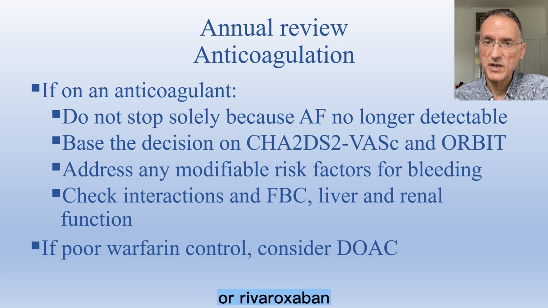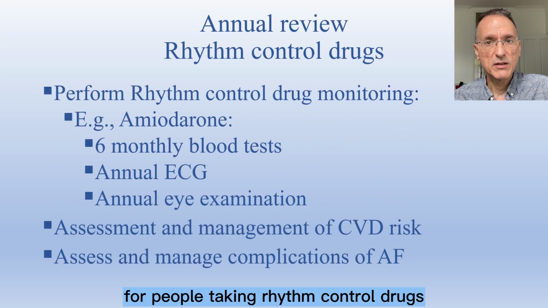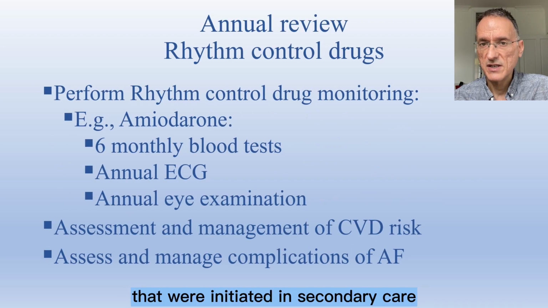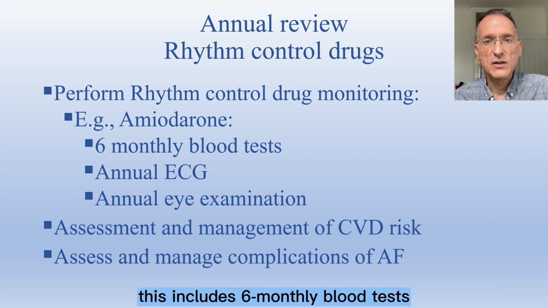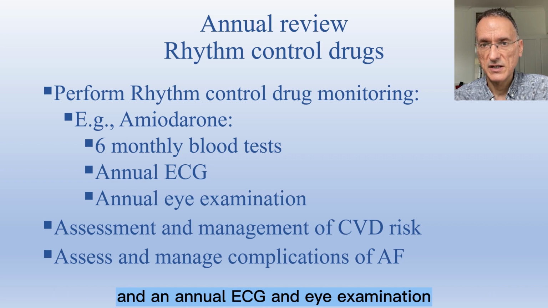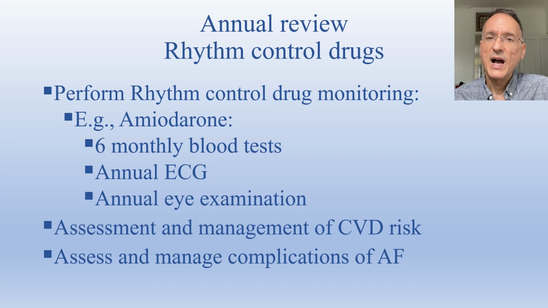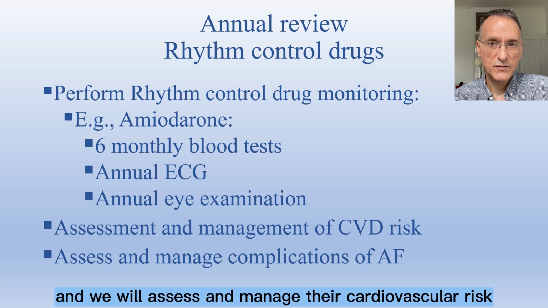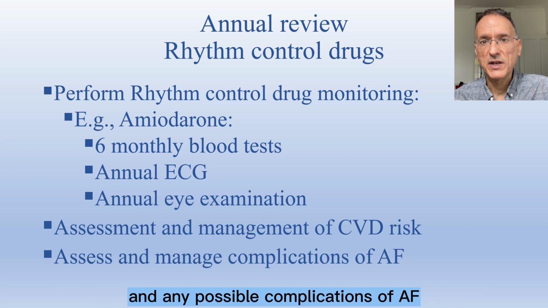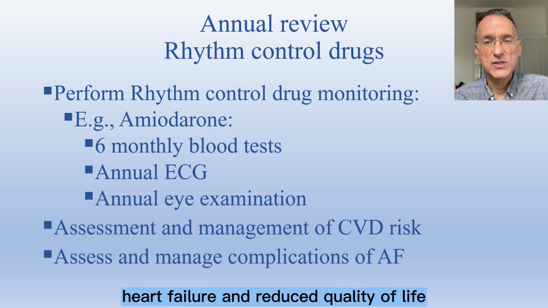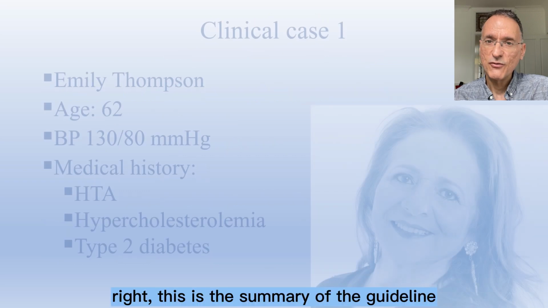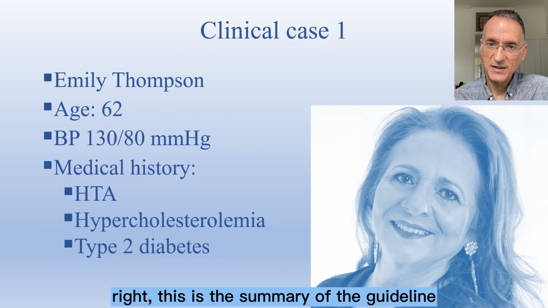dabigatran or rivaroxaban. For people taking rhythm control drugs that were initiated in secondary care, we will carry out any required monitoring. For amiodarone, for example, this includes 6 monthly blood tests and an annual ECG and dye examination. And we will assess and manage their cardiovascular risk and any possible complications of AF, including stroke, heart failure, and reduced quality of life. Right, this is the summary of the guideline.